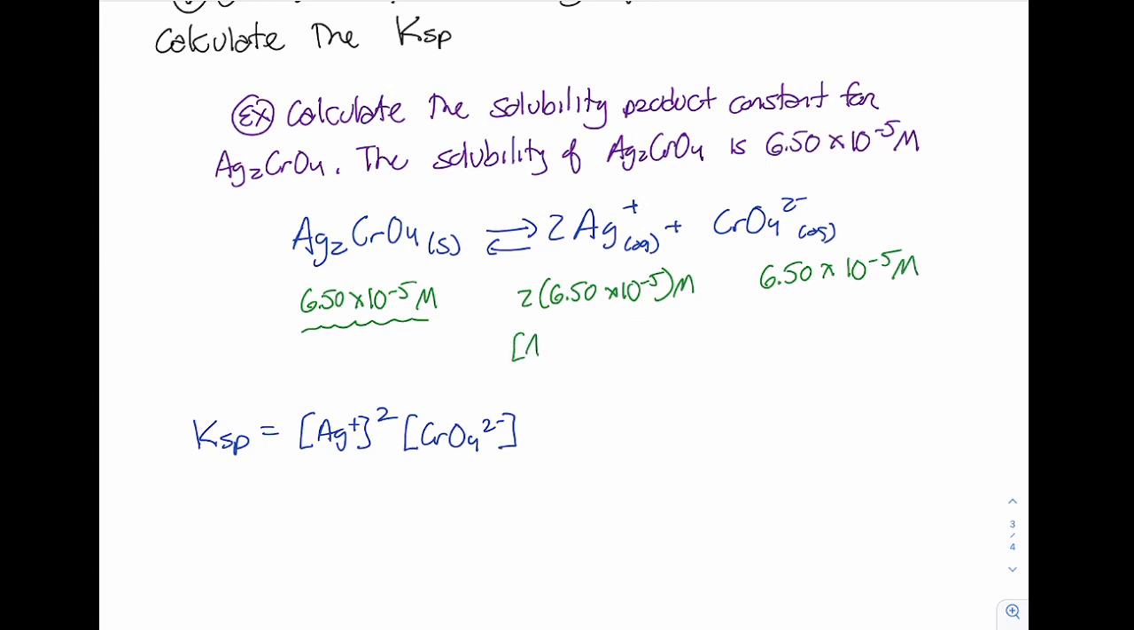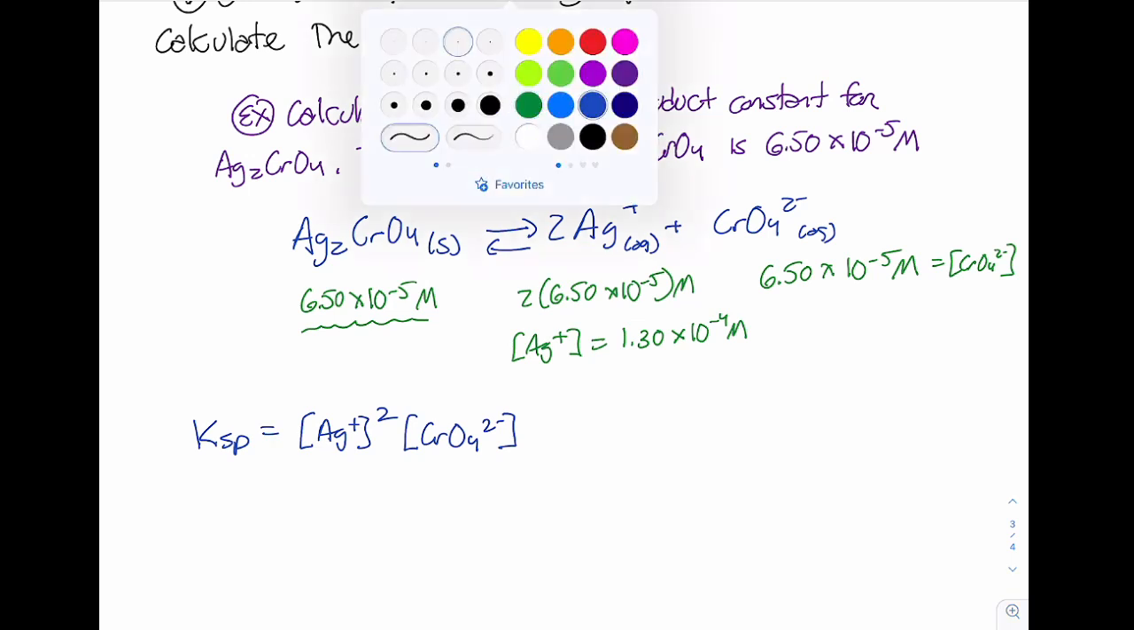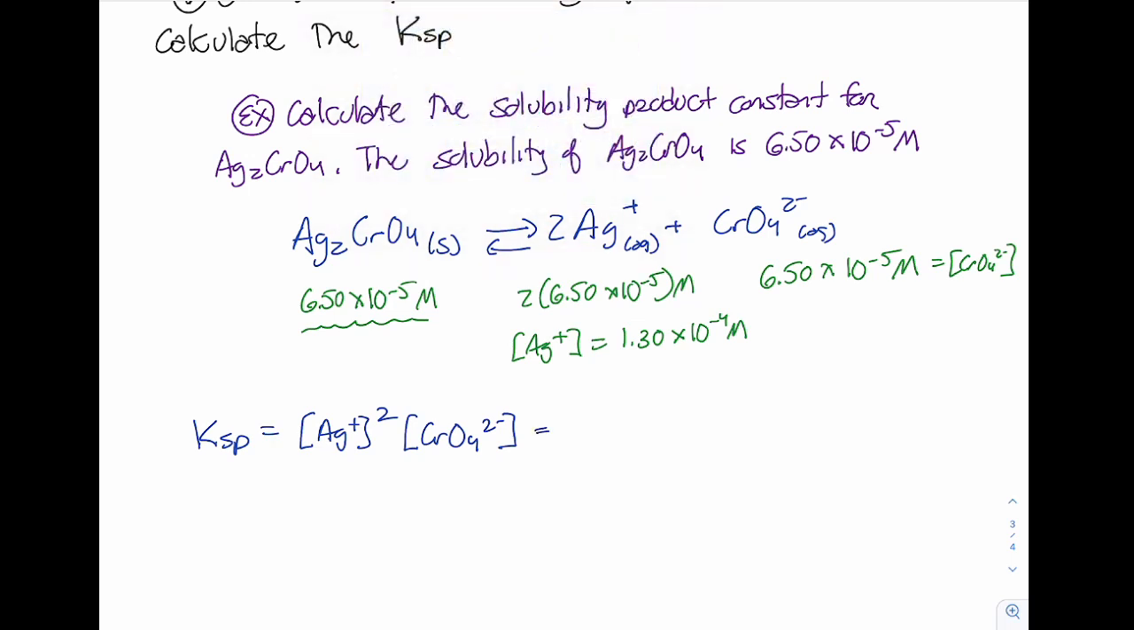So my concentration of silver ions, I'm just going to take 2 and multiply it by that. So when I do that, I get 1.30 times 10 to the negative fourth molar. And then this is my concentration of chromate. And then I can take those numbers and plug them into my expression. So KSP is going to be equal to 1.30 times 10 to the negative fourth.